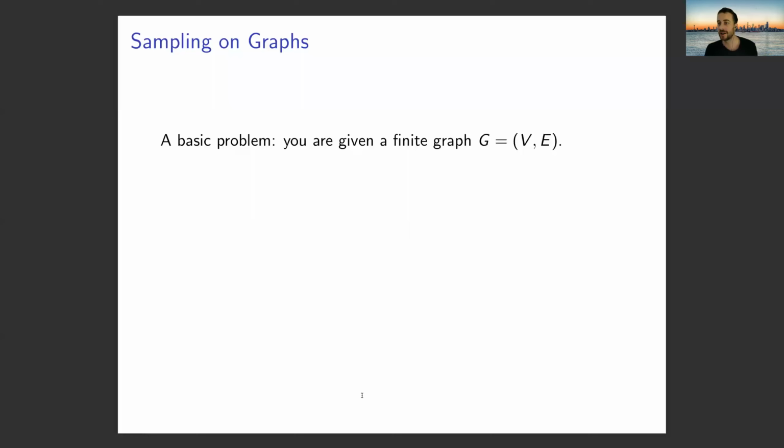So George was working on a blood pressure problem. I'll just tell you the story. It's very interesting. They had health data for like 1 million people.